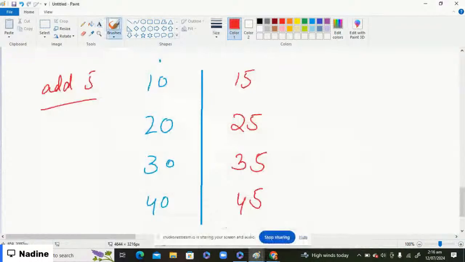So here it's add three to all of it. Okay. Add three to all of it. In that one we are going to add 5 to all of it, like 10 plus 5, 20 plus 5, 30 plus 5, 40 plus 5.